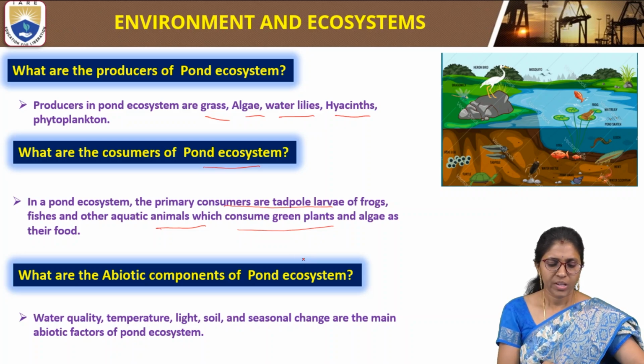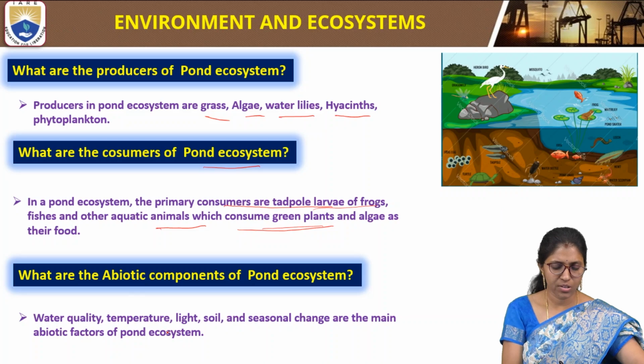The consumers in the pond ecosystem are tadpole larvae of frogs, fishes, and other aquatic animals which consume green plants and algae as their food.